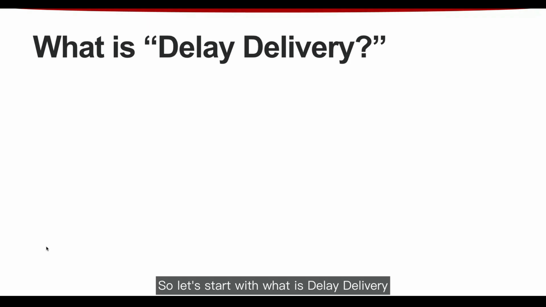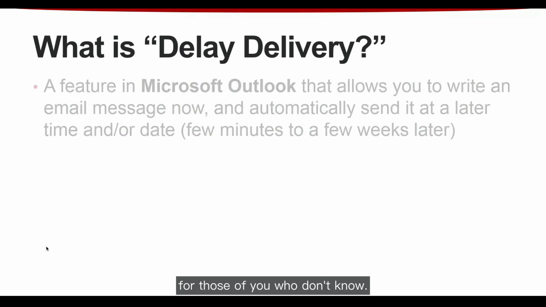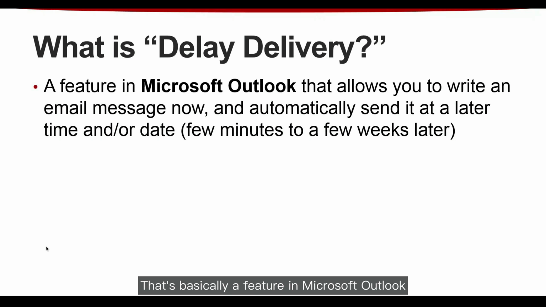So let's start with what is delayed delivery, for those of you who don't know. That's basically a feature in Microsoft Outlook that allows you to write an email message now and automatically send it at a later time or date. And that could be a few minutes to a few weeks later. In fact, you can even schedule it a few months or even a year or two in advance.